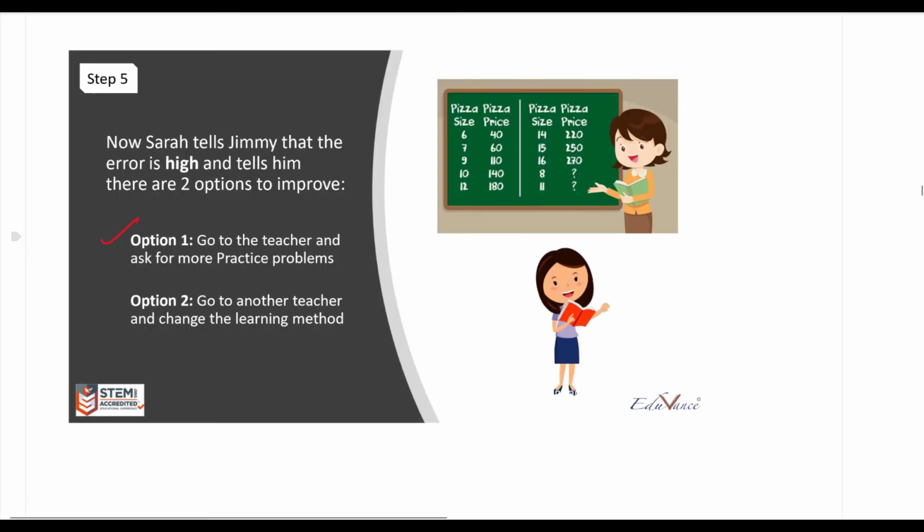Option number 1 is to go back to the teacher and ask for more practice problems so she can give him more pizza sizes to practice. And option number 2 is to go to a new teacher. So let's see what happens with Jimmy in the next lecture.